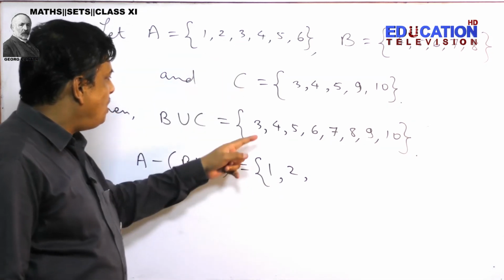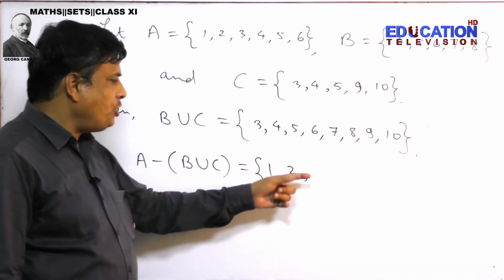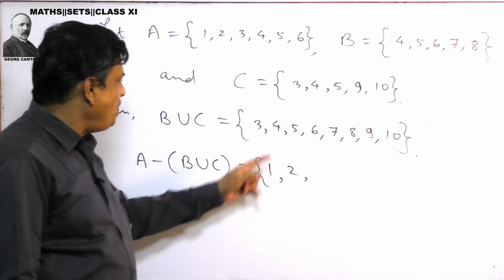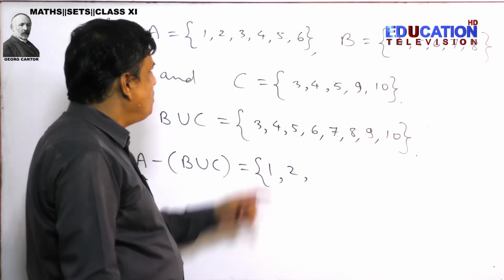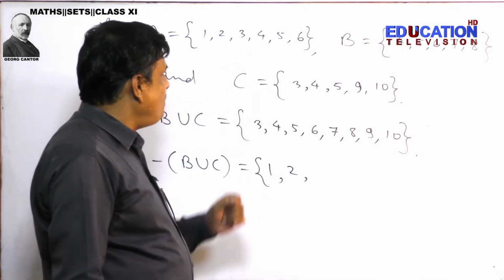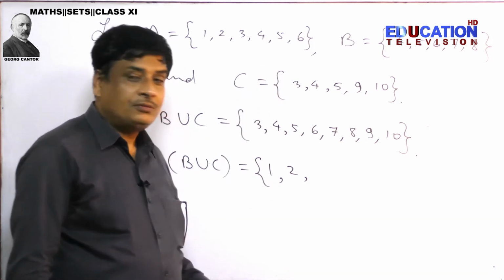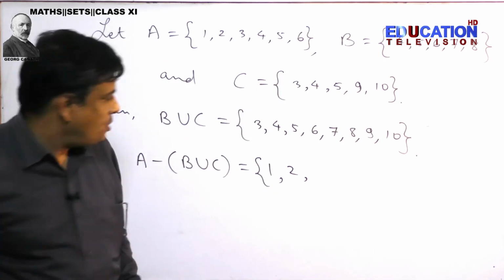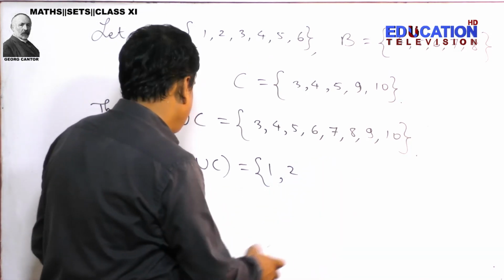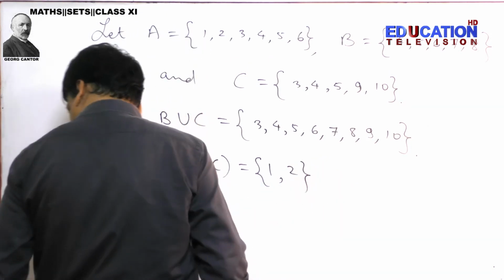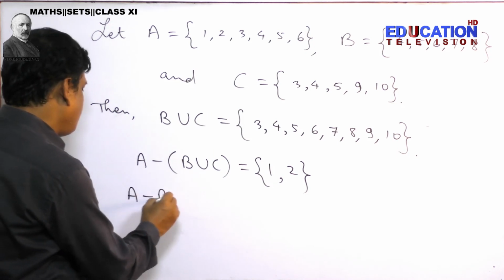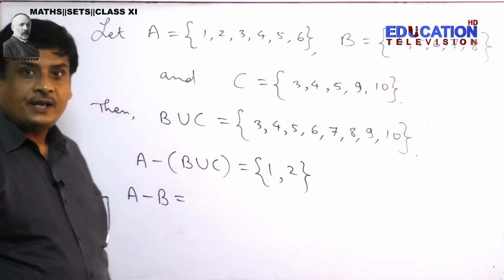So 2 is an element of the difference of these two. 3 is in A, also in B union C, so it cannot be taken in the difference. 4 is in A, also in B union C. 5 is in A, also in B union C. 6 is in A, also in B union C. So these cannot be taken in the difference. Only these two elements. A minus B.